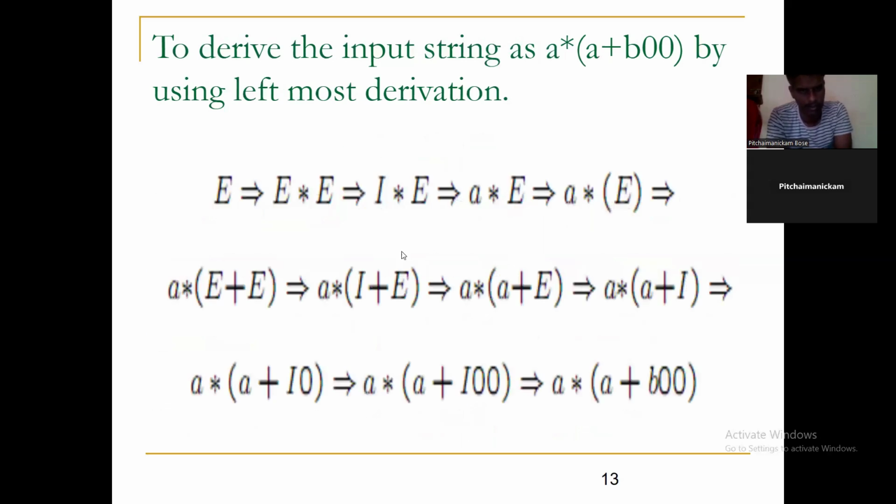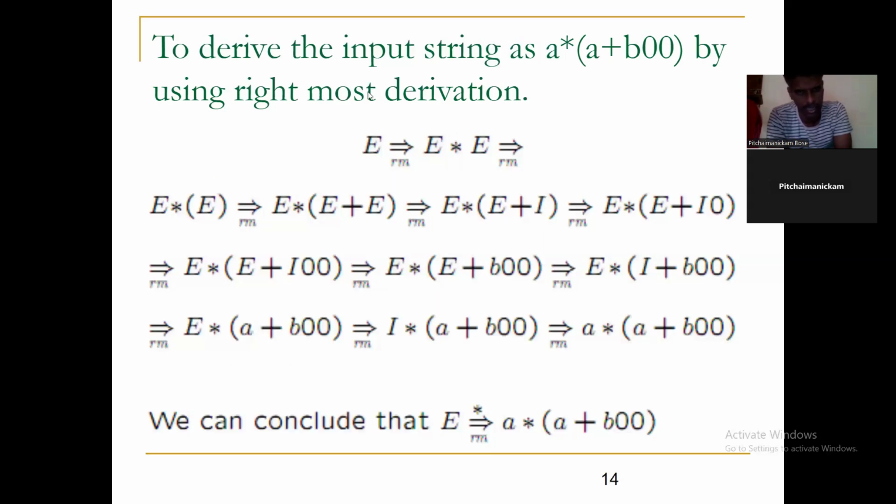In the leftmost derivation, we first generate the first terminals of the given input string. But in the rightmost derivation, we generate the rightmost part, b00. And again, this E can be replaced with I, which is replaced with a. So a plus b00. And again, E is replaced with I, which is replaced with a. So a star of within bracket of a plus b00. That is the way we derive the input string with the help of the rightmost derivation.